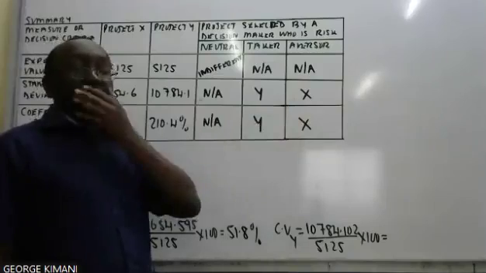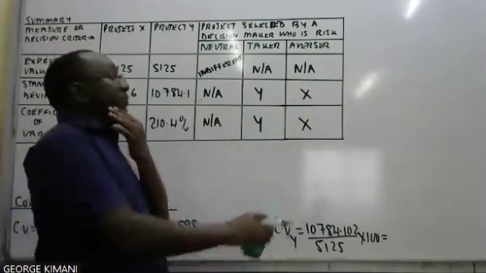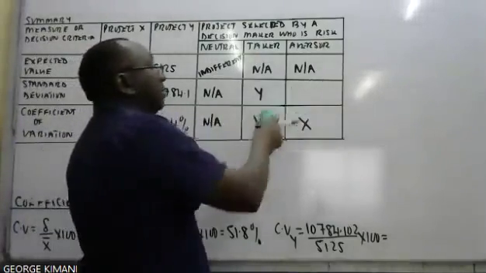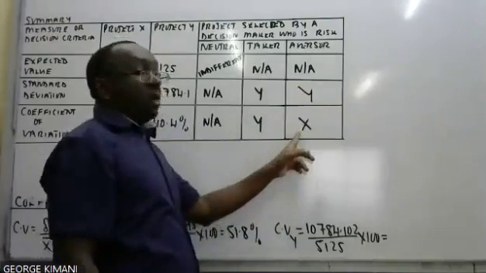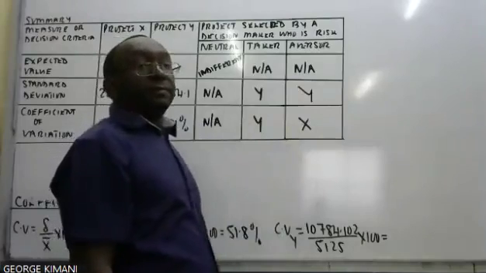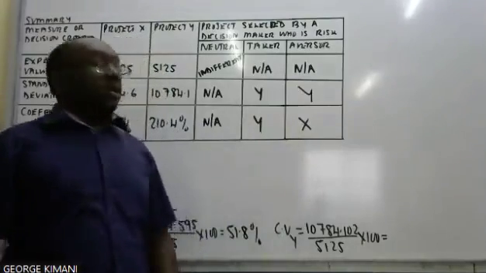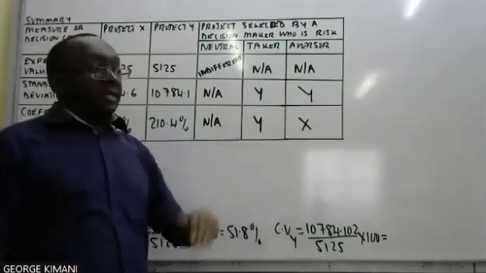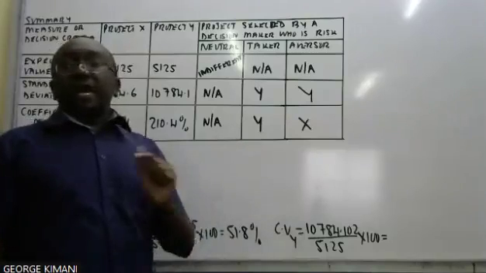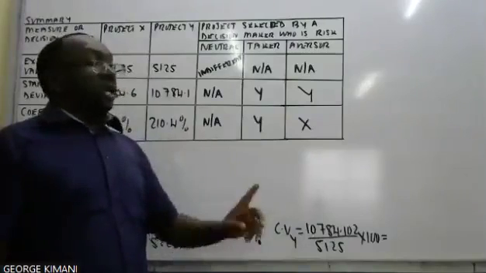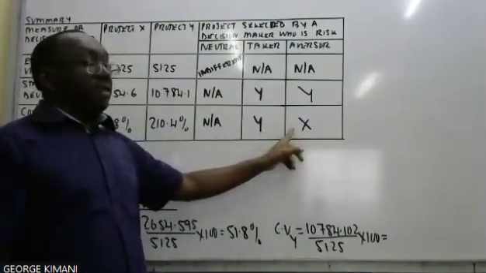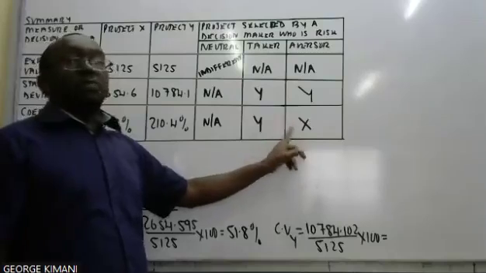But if you are to find in a question, standard deviation inakuambia chukua Y, but CV inakuambia chukua X. That point, we say that they are contradicting. They are conflicting each other. In such a case, you are supposed to take directions from CV. CV is the superior measure.